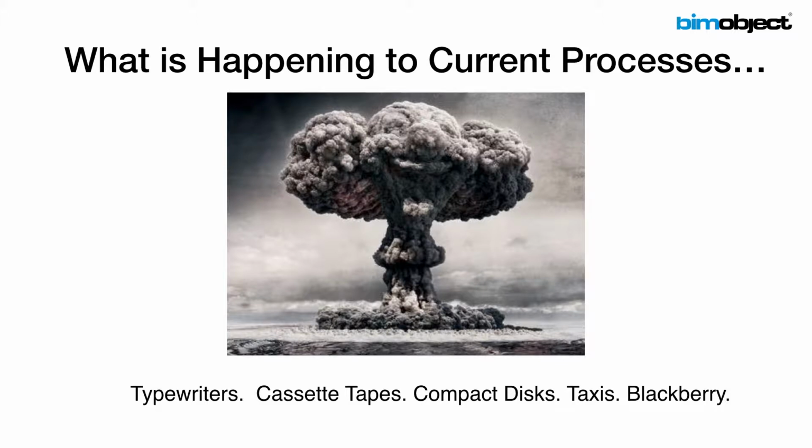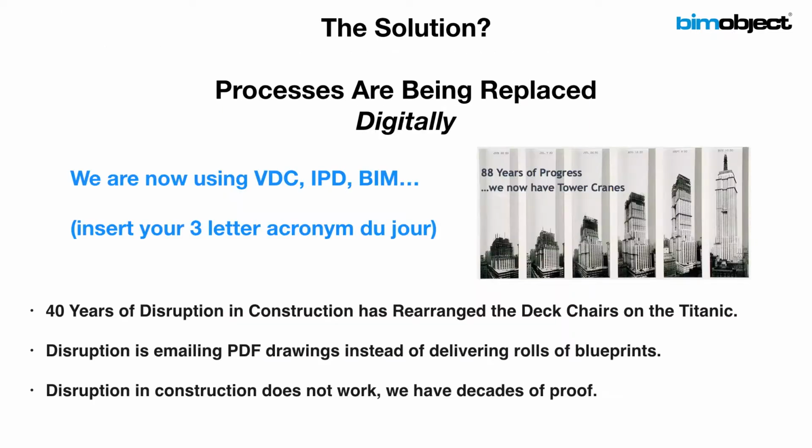So what's happening to our current processes is, I'm going to drop these words at the bottom: typewriters. Where'd they go? Cassette tapes. Okay, here's one. Compact discs were all the rage just 15, 20 years ago. I mean, that was the end all, be all. Taxi cabs, BlackBerry. Shoot, who could ever imagine a phone without a keyboard on it? These aren't even around anymore. So what's the solution? The processes are being replaced digitally, and there's a number of reasons for that.